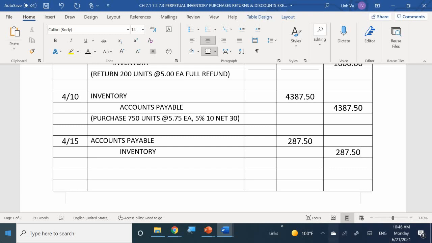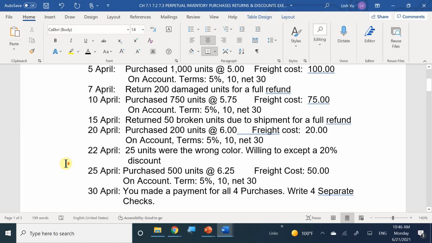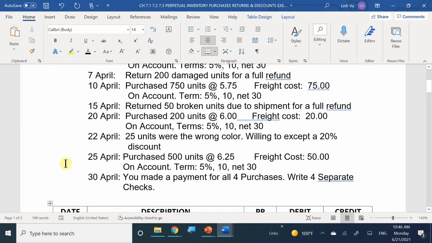And I'm also going to make a note here that I returned 50 broken units at $5.75 each. Full refund. Okay? Good. So then what happened on April 20th?